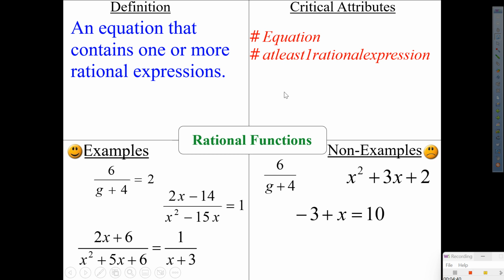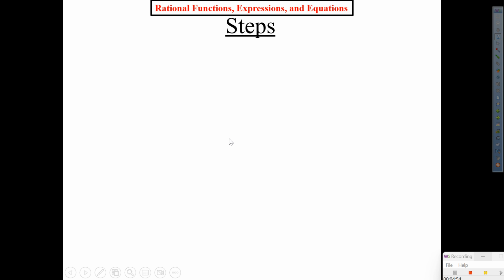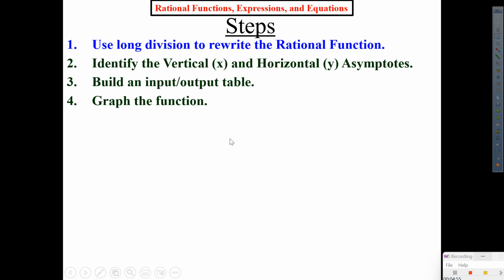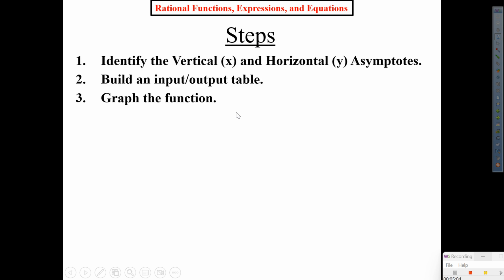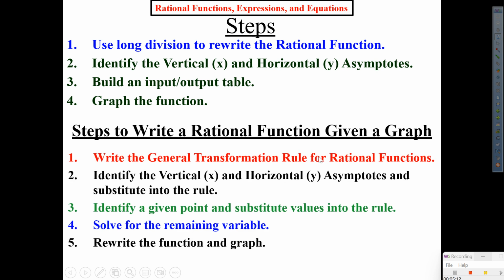And then from there we talked about the steps of what we did for the graphing portion. We got the vertical and horizontal asymptotes. We did an input-output table, and then we graphed. And today we have a couple more steps. Look up. You guys notice something different from yesterday to today? You see that? Your favorite, long division? But we're not done. Oh no, we've got to add some more steps.